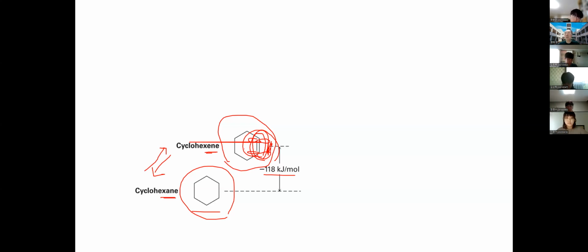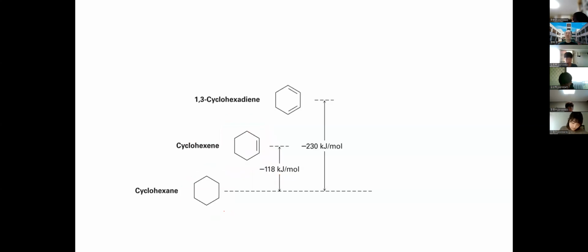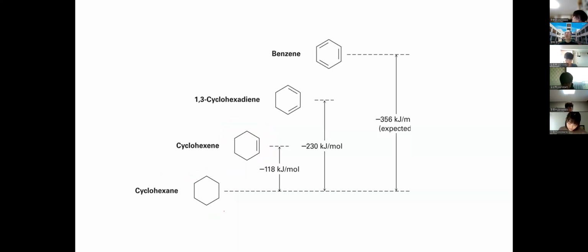It means moving from here to here. This is a Gibbs free energy. It's a negative value. That means that this is more stable. Okay. So one double bond is approximately 120 kilojoule. Two double bonds, maybe double the amount of that. Yeah, similar to that, right?